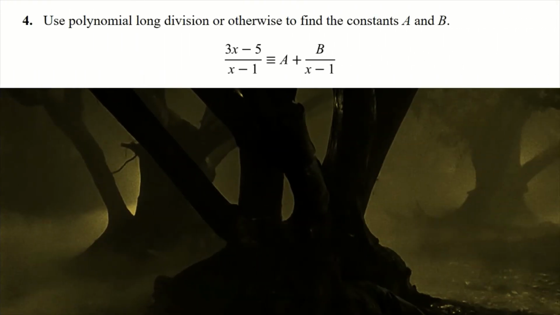And lastly, we're asked to use polynomial long division or some other method to find the constants a and b in this case. So in other words, expressing 3x subtract 5 over x subtract 1 as partial fractions. Okay, so please pause the video and have a go at this. Okay, so let's have a look at the answer.